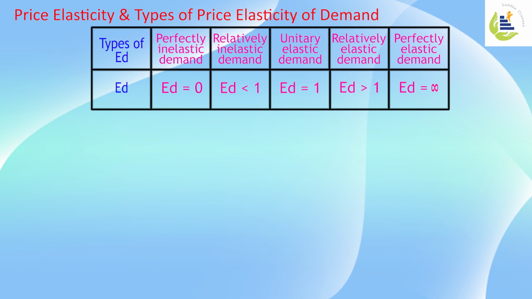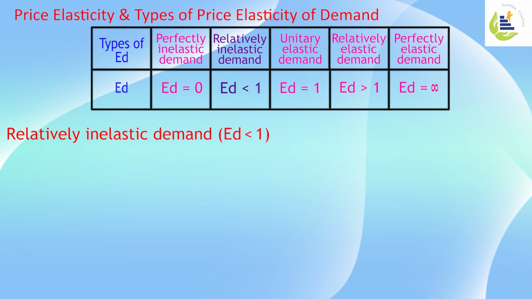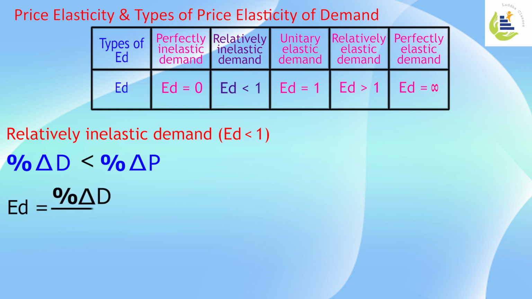When elasticity of demand is between 0 and 1, we call it relatively inelastic demand. Now what happens in case of relatively inelastic demand? The percentage change in demand is less than the percentage change in price. So what is price elasticity of demand? It is percentage change in demand over percentage change in price. So when demand changes at a lesser percentage and price changes at a higher percentage, then elasticity of demand will be less than 1. I'll give you a mathematical calculation.